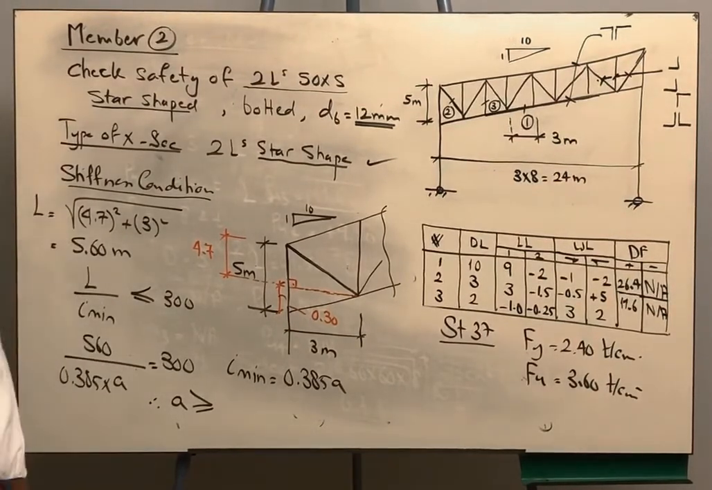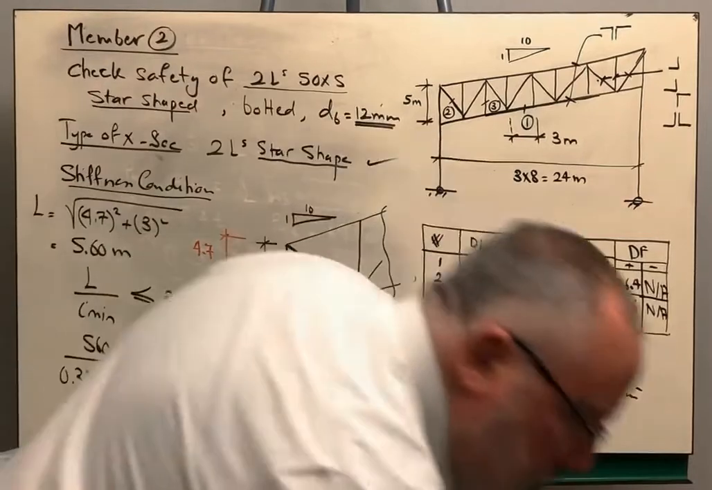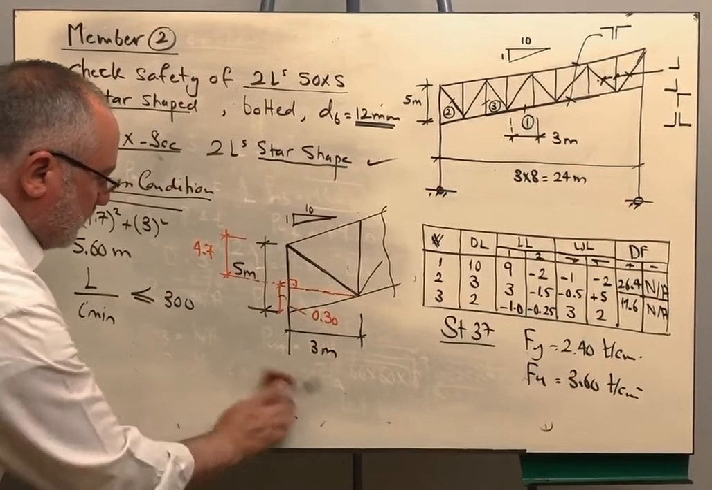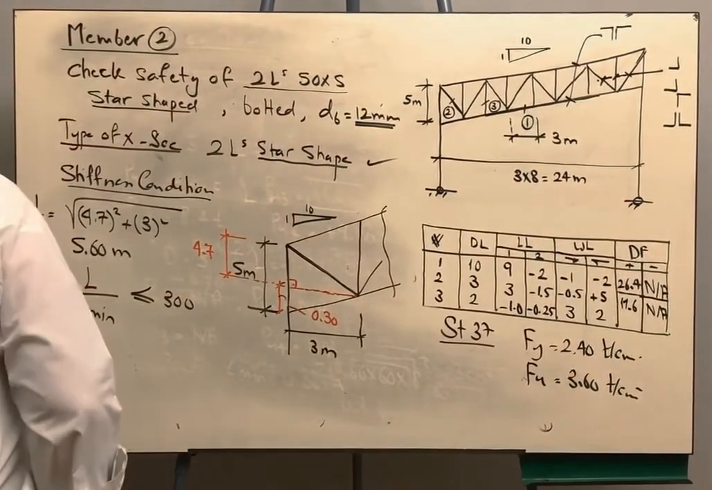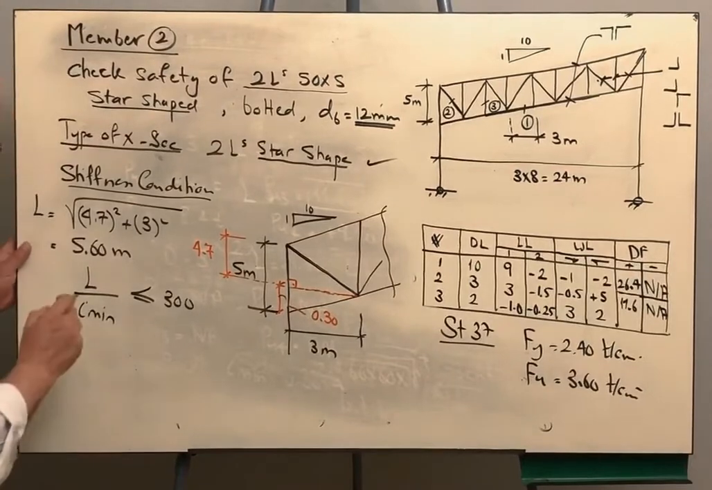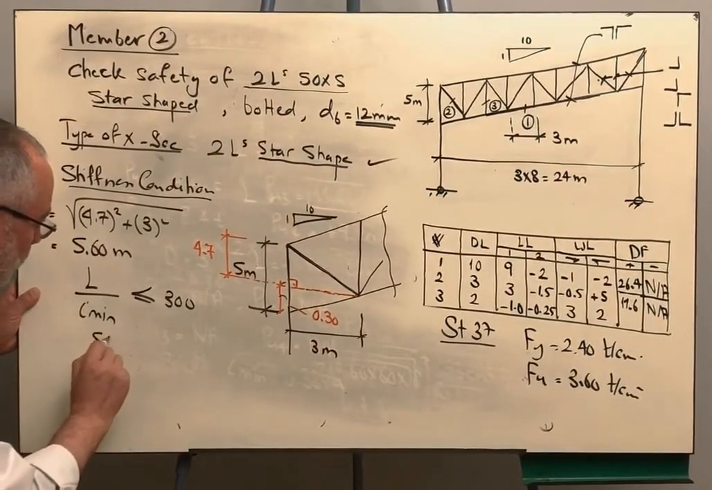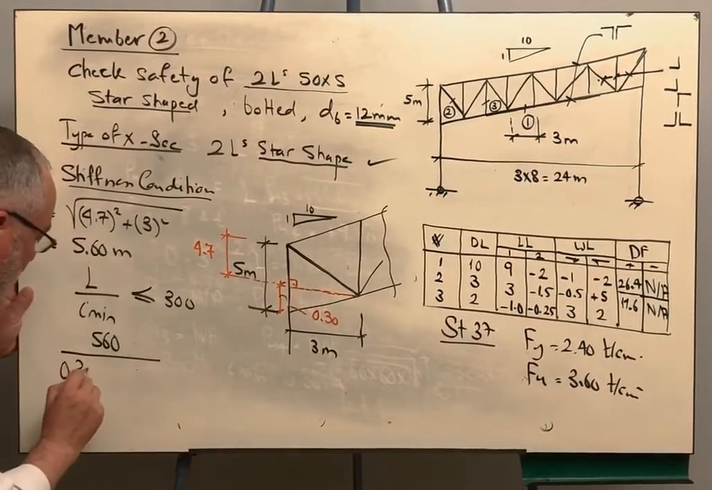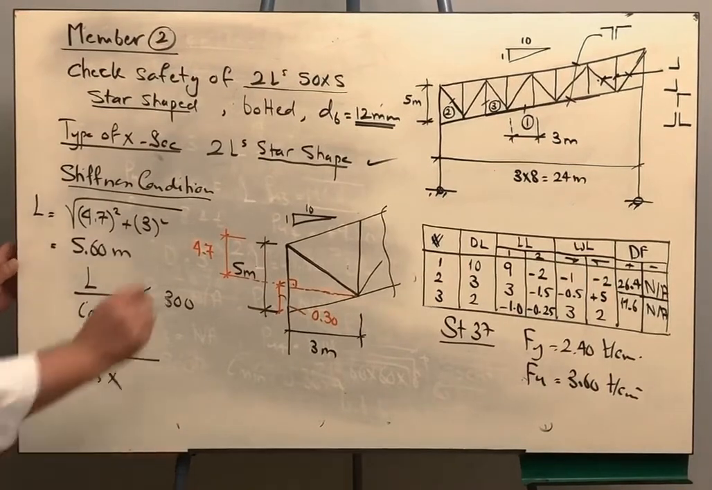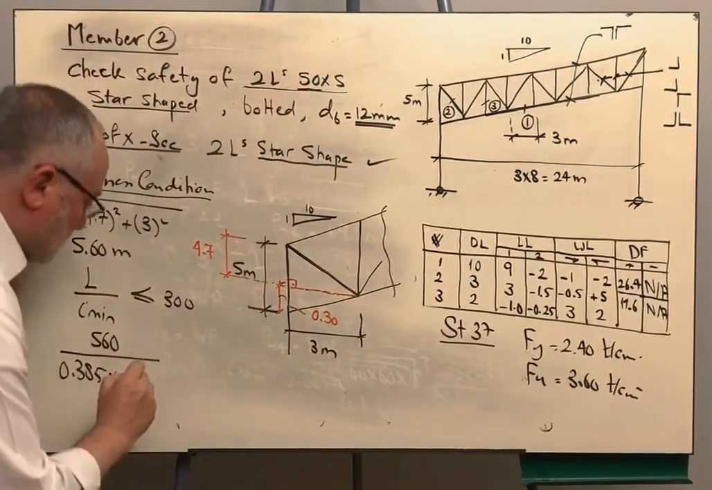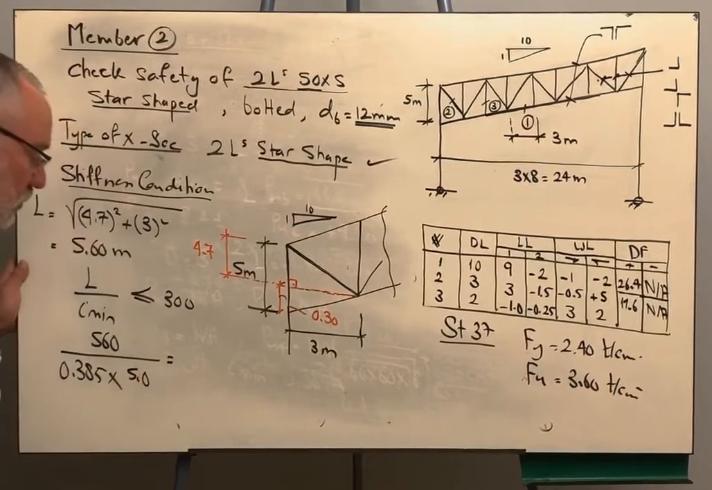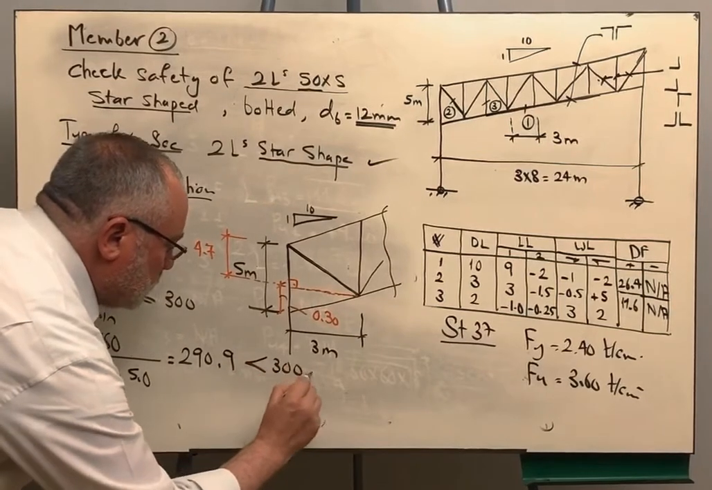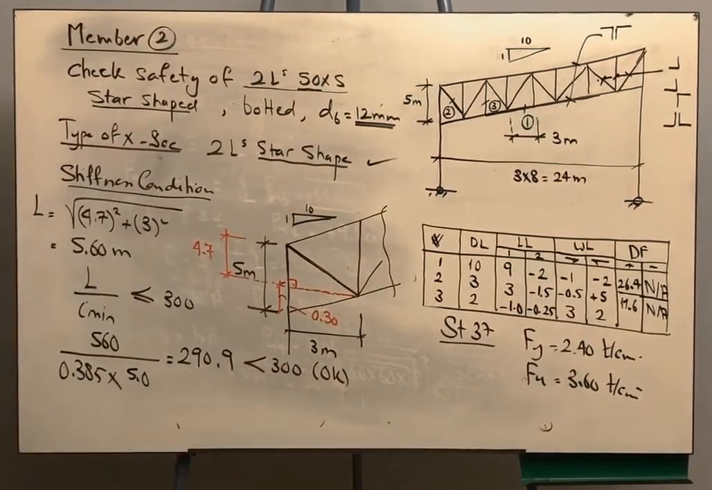Or instead of doing this, we know the value of A. We have to check whether L over I is really less than 300 or not. So substitute the value of L, which is 560, and substitute the value of I minimum, which is 0.385 of A. What is A? He told me that the angle leg is 5 centimeters, then this is 5. When you do this, it will be 290.9. So this is less than 300, it's okay.